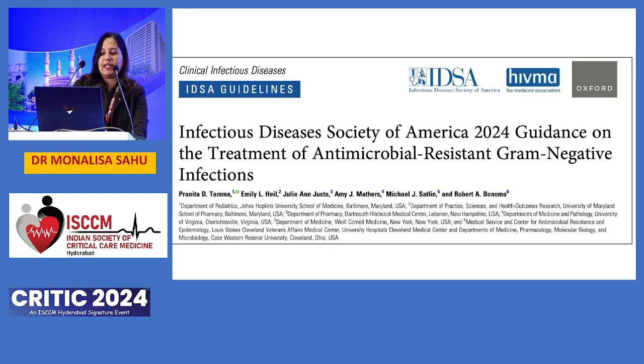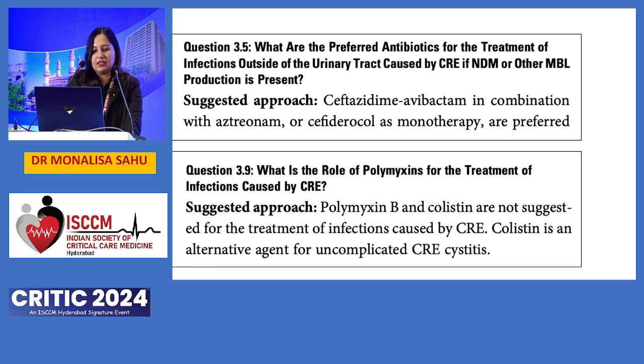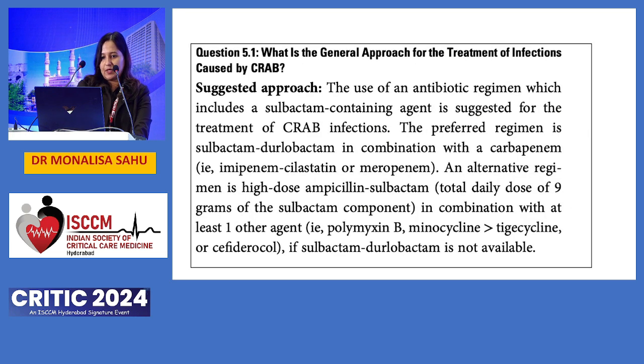Coming to the IDSA guidelines, which were published last month, this also states that for patients having CRE with MBL, the ceftazidime avibactam combination is the first drug of choice. And coming to the role of polymyxins, polymyxin or colistin B are not suggested for the treatment. It is stated in the guidelines. And coming to the approach for CRAB patients, carbapenem resistant Acinetobacter, sulbactam based therapy is the first drug of choice, and the alternative agent is polymyxin based therapy.